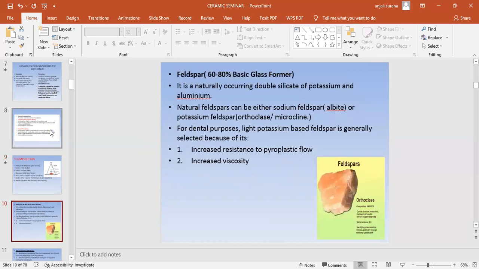Next, now we will study about individual components of ceramics. So first is feldspar, that we already saw is 60 to 80%. It is a naturally occurring double silicate of potassium and aluminum. Natural feldspars can be either sodium feldspar or potassium feldspar. For dental purposes, light potassium-based feldspar is generally selected because of its increased resistance to pyroplastic flow and increased viscosity. So generally, we use potassium-based feldspar in our practice.